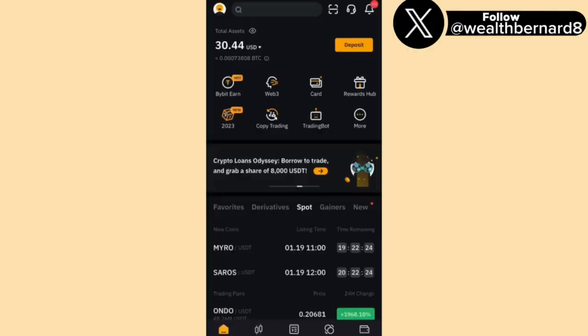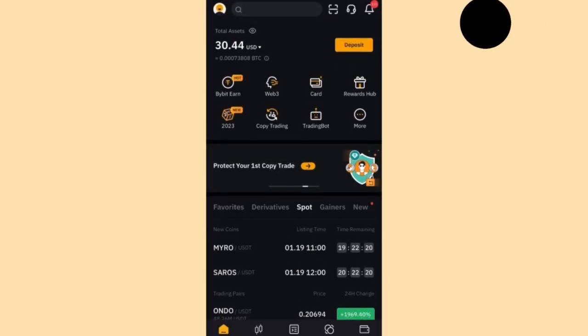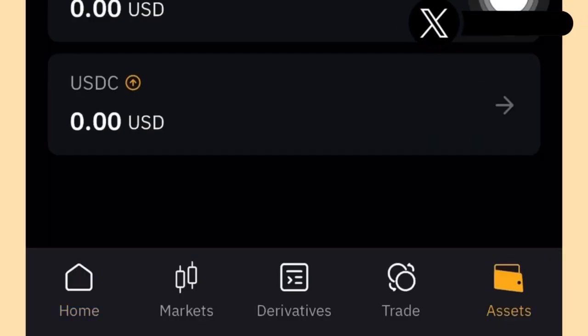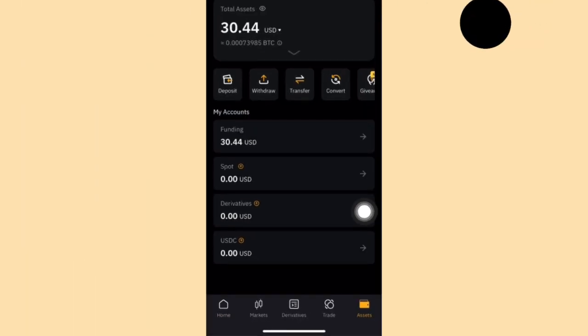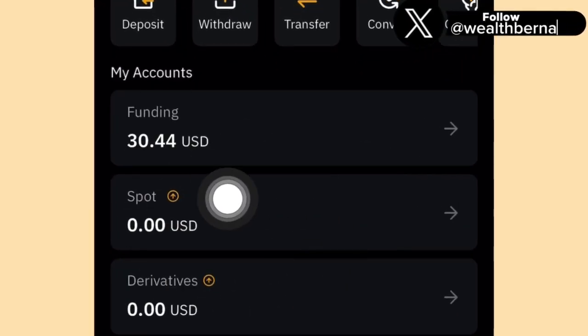Right, so on my Bybit dashboard, this is how the homepage looks, and you're going to see that I have a total asset of 30 USDT, which is what I just funded. I'm going to be using it to make our trade, making money for ourselves. If you go all the way down, see Assets and click on it, that's where you'll see your assets, which is the same as your funds. They have what we call Funding, Spot, Derivative, and USDC.